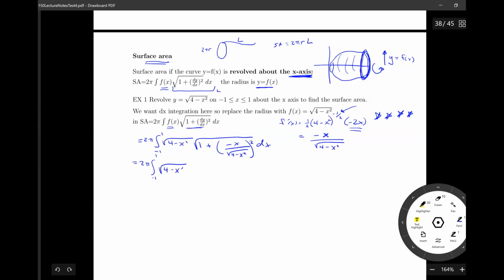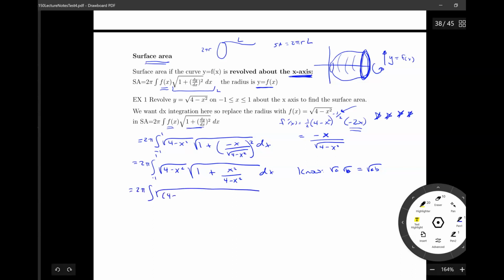So the square root of 4 minus x squared. So I have 1 plus, and from this being squared, I get a positive x squared over 4 minus x squared. So we know that root a times root b is equal to root of a times b. That's a property of square roots. So let's do that. Let's put these radicals together.